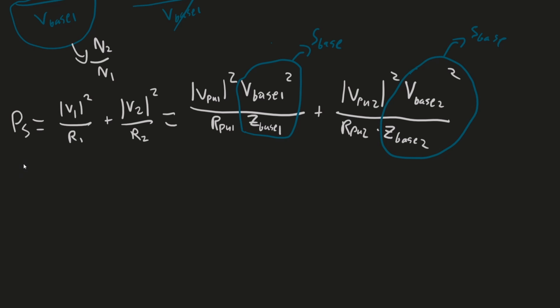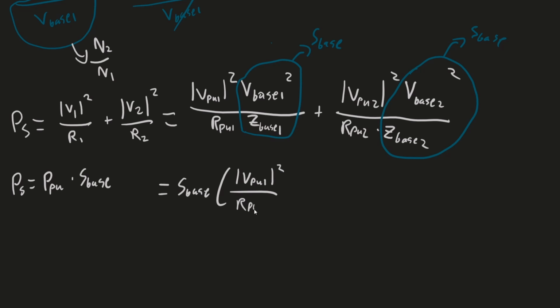So defining one more relationship here before we fully simplify this circuit, let's think about how we would write power in per unit notation. So P S would just be equal to some power per unit value times our S base. What you'll notice here is that we can rewrite this side as S base times V per unit 1 squared over R per unit 1 plus V per unit 2 squared over R per unit 2.